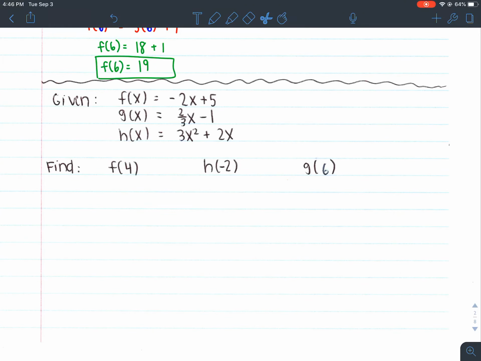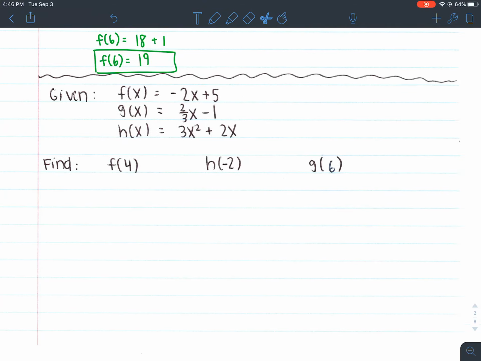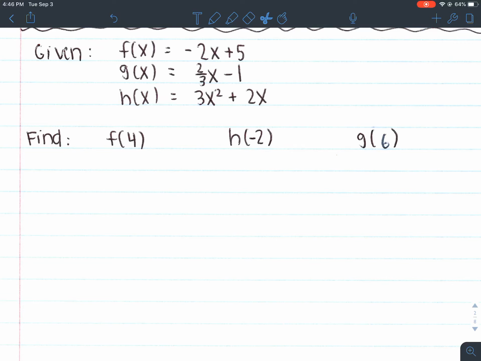All right, so now we're going to practice with a little bit more using an input and using function notation. So we're given 3 functions here, f of x, g of x, and h of x. And we're given 3 different problems to figure out. So we want to find f of 4, h of -2, and g of 6.